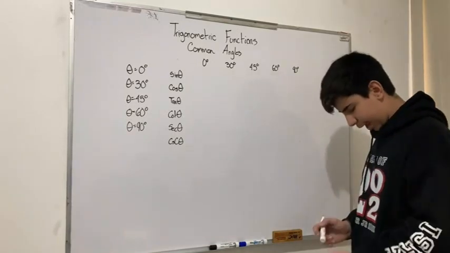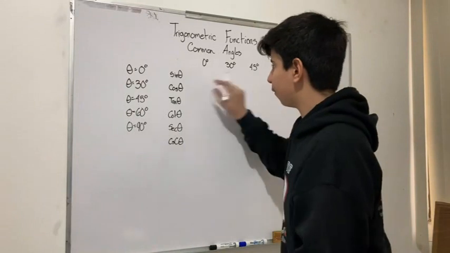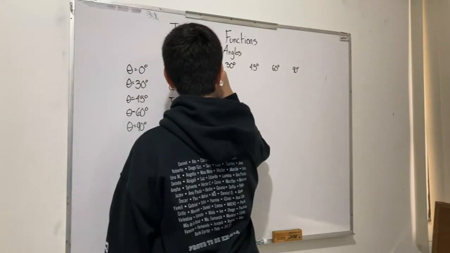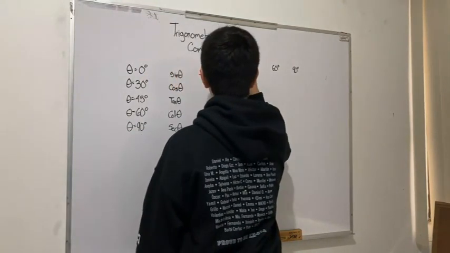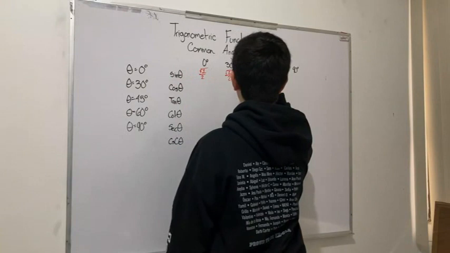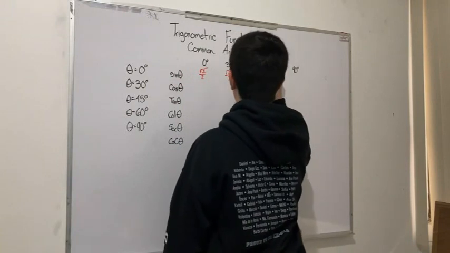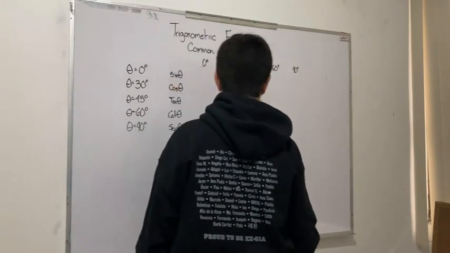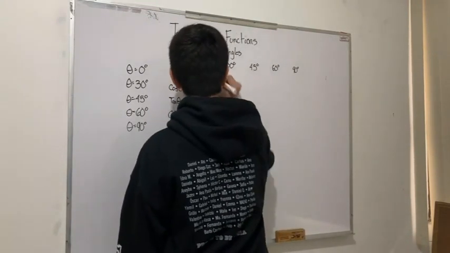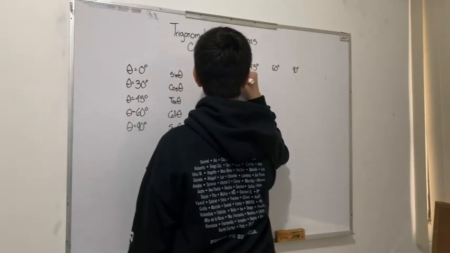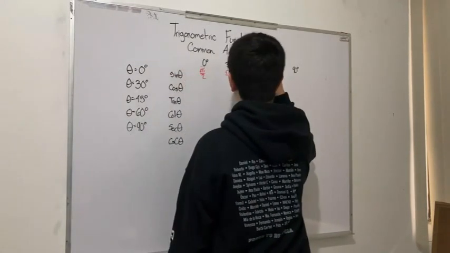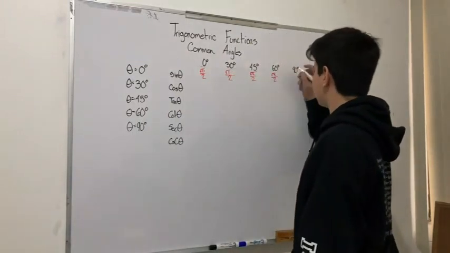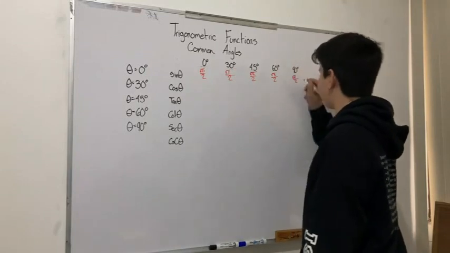Now, sine. This is really easy. For sine, it will be the square root of 0 divided by 2 for 0, square root of 1 divided by 2 for 30, square root of 2 divided by 2 for 45, square root of 3 divided by 2 for 60, and square root of 4 divided by 2 for 90.